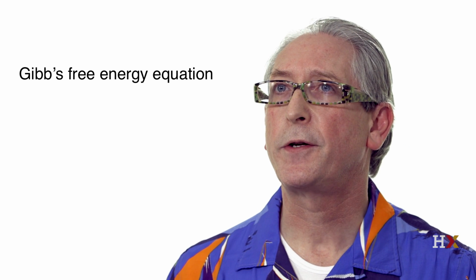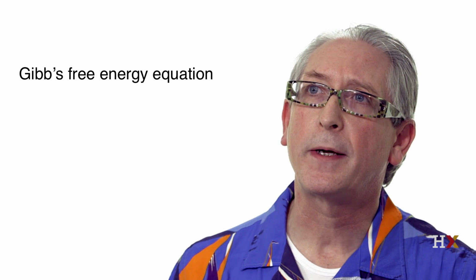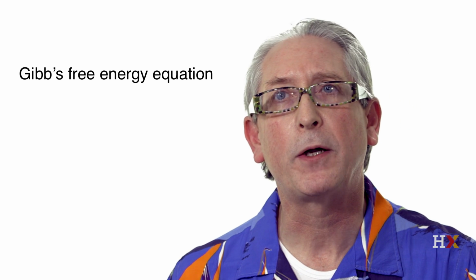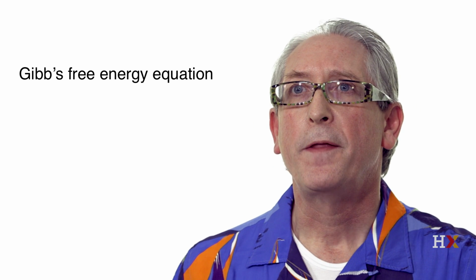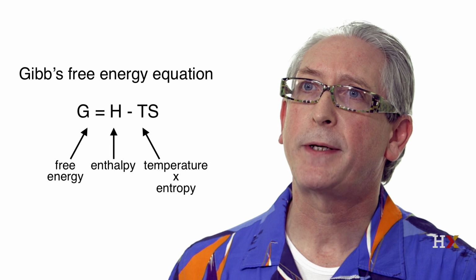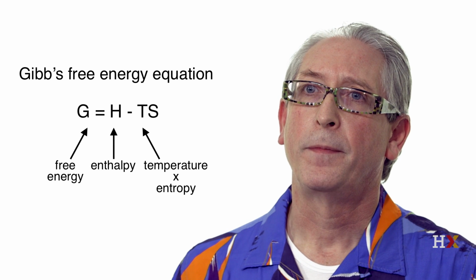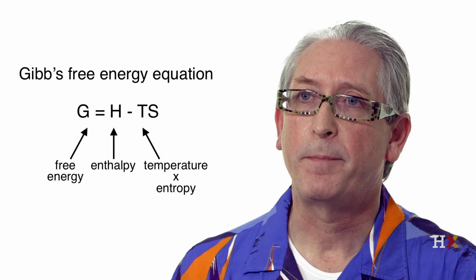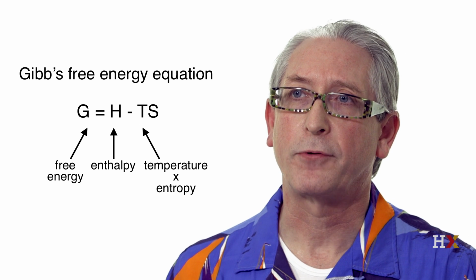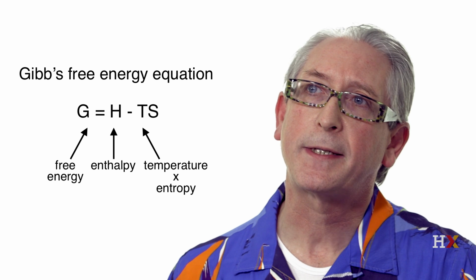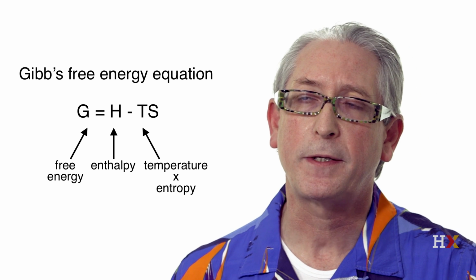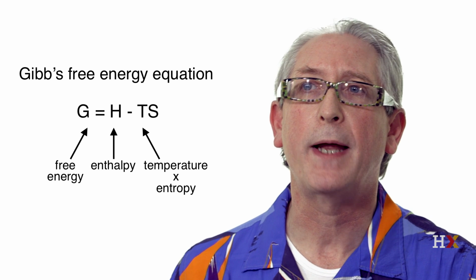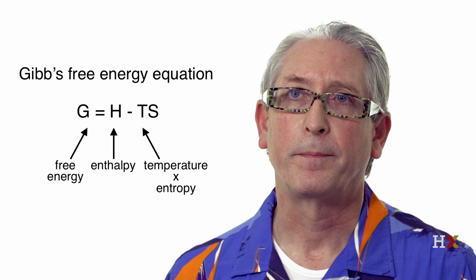The Gibbs free energy equation is a fundamental equation describing thermodynamics and can be applied to biochemical reactions. This equation connects three thermodynamics parameters: the free energy, G, H, the enthalpy, and S, the entropy. This equation states that the free energy of a system equals the enthalpy minus the product between entropy and temperature.